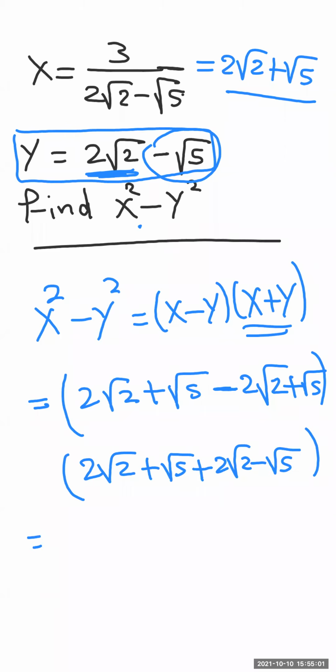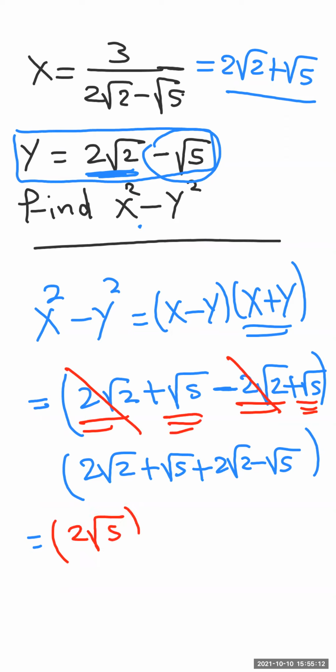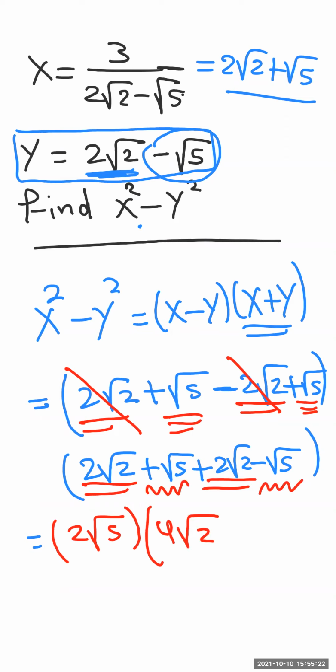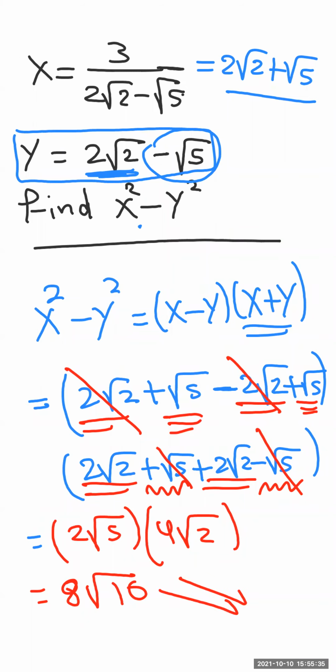Now, the first bracket, we are going to simplify it. 2√2 minus 2√2 is 0, √5 plus √5 is 2√5, times the second bracket. 2√2 plus 2√2 is 4√2, and then √5 minus √5 is 0. So just multiply these two terms: 2 times 4 means 8. √5 times √2 is √10. So it will equal 8√10.